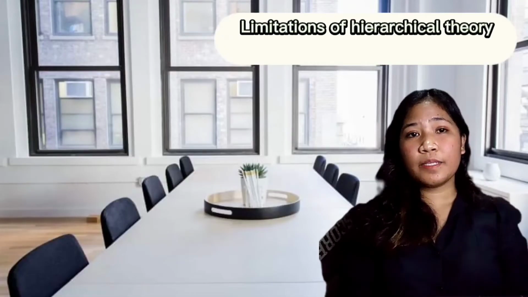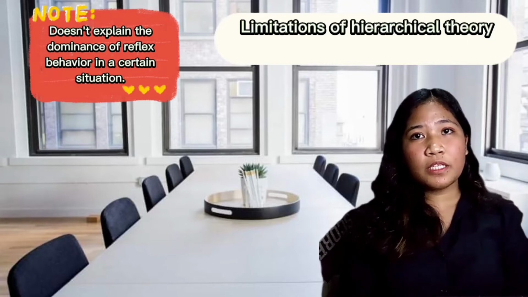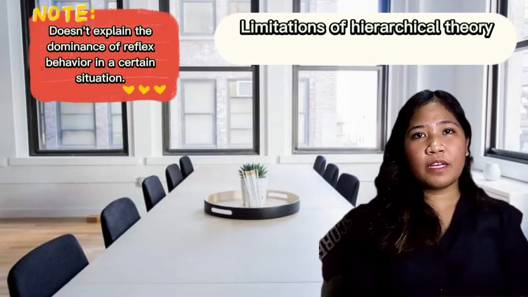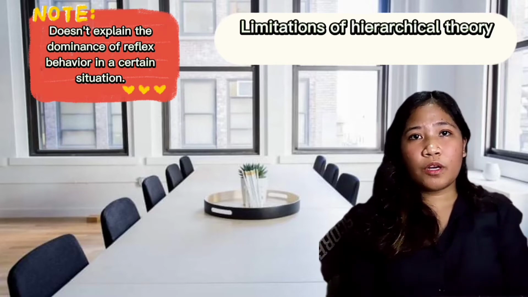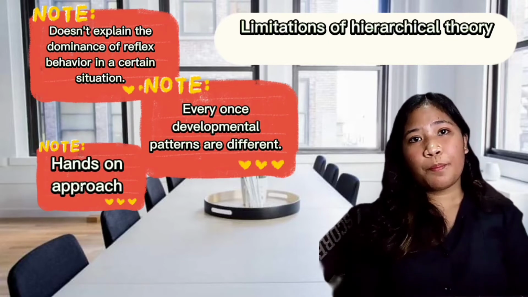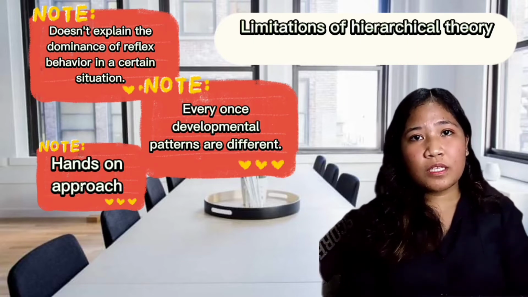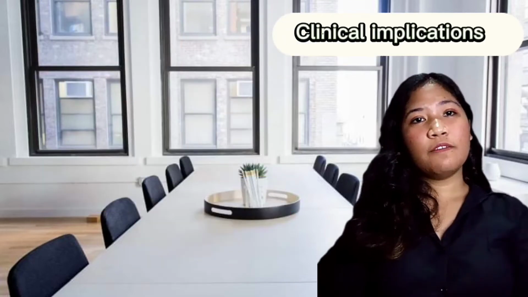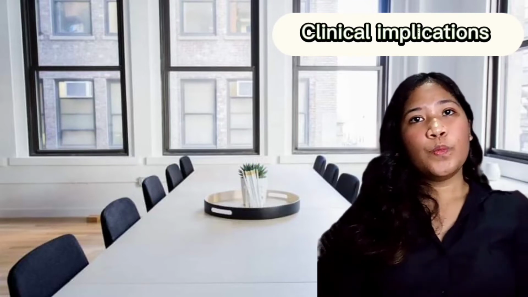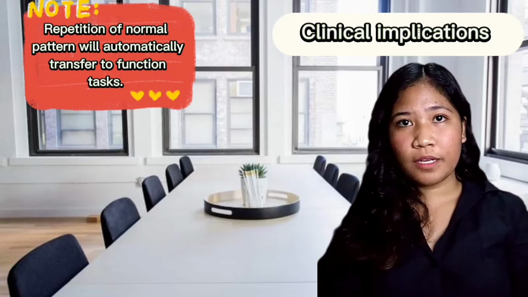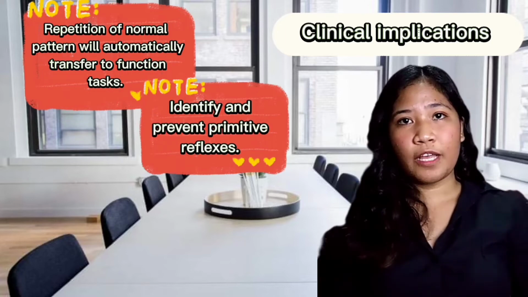Hierarchical theory has limitations, which is that it doesn't explain the dominance of reflex behavior in certain situations. This lower level reflex explains bottom-up control, and everyone's developmental pattern is different. In hands-on approaches and hierarchical theories, environment and other non-CNS factors can affect movement. If hierarchical theory has limitations, it also has clinical implications, which is that repetition of normal patterns will automatically transfer to a functional task, and identify and prevent primitive reflexes.